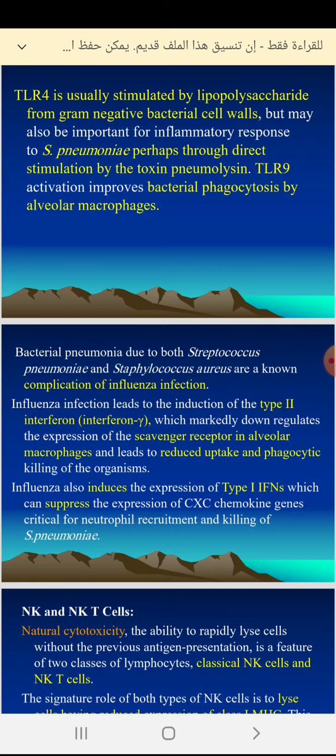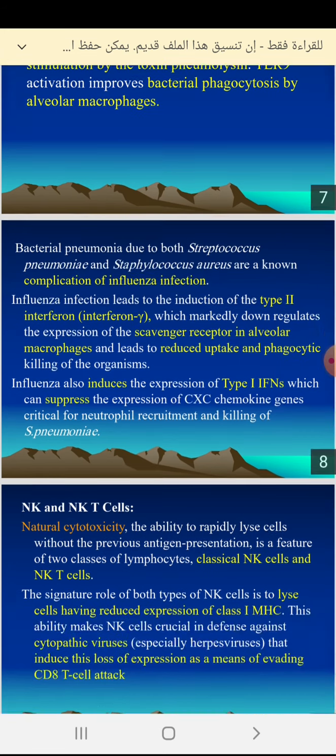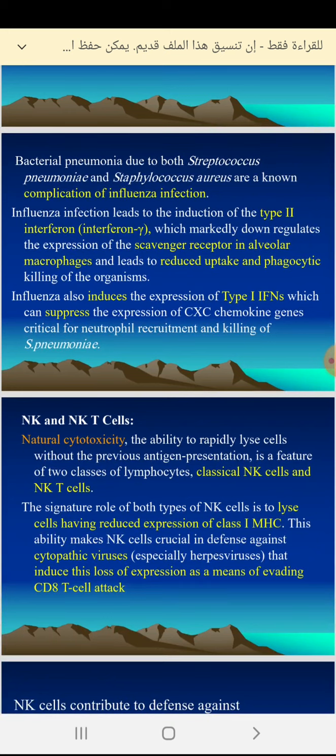excreted of this toxin. Toll-like receptor 9 activation improves bacterial phagocytosis by alveolar macrophages. Bacterial pneumonia due to both Streptococcus pneumoniae and Staphylococcus aureus are a common complication of influenza infection. Streptococcus pneumoniae and Staphylococcus aureus تعتبر كcomplication للإنفلونزا infection.